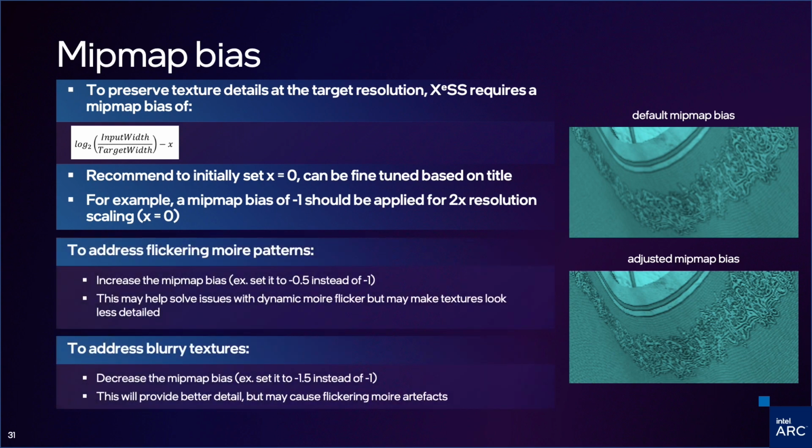If moire flicker is observed, then the general rule would be to increase Mipmap bias, which will help solve the moire problem, but may also make textures look less detailed. Conversely, if certain textures look too blurry with XeSS, then try decreasing the bias to make them appear sharper, but keep an eye out for moire flicker artifacts. We encourage you to experiment with Mipmap bias to find the best trade-off value that delivers sharp enough textures free from moire flicker artifacts at different distances and viewing angles.